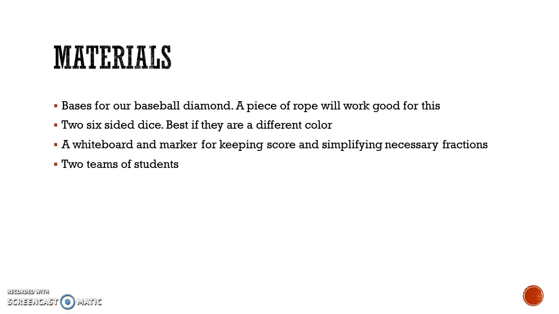So for materials, we're going to need our bases. A piece of rope will work good for this. We'll make a shape of a baseball diamond in the middle of our classroom here. We will need two six-sided dice. We want them to be a different color because one die will represent the numerator and one die will represent the denominator in our fractions.